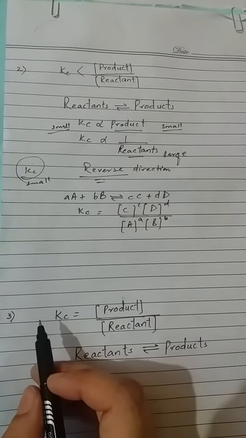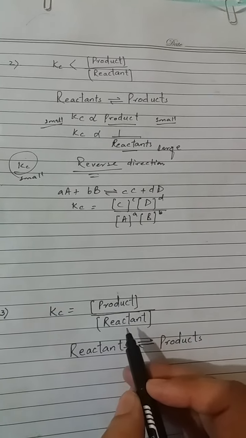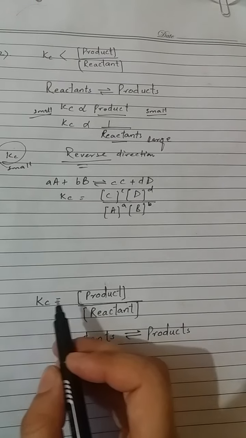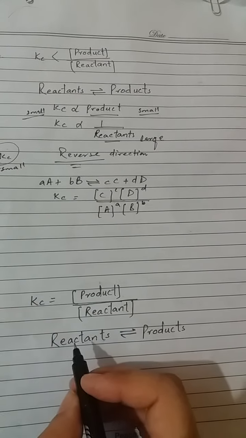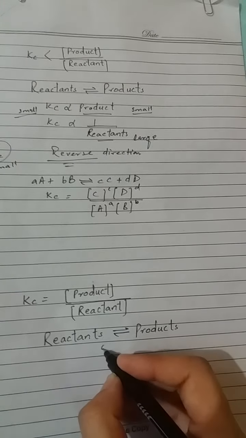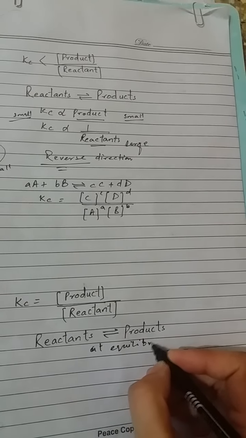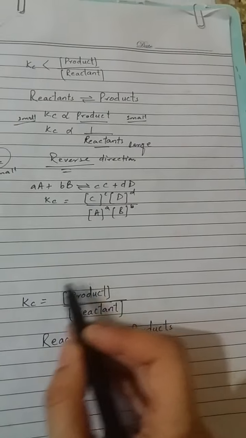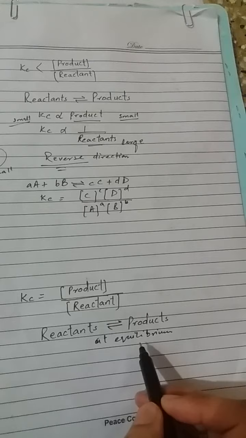Similarly, the third possibility is when the Kc value is equal to the ratio of the product of concentration of products to the product of concentration of reactants. When reactants react together to form products, then at equilibrium this ratio becomes equal to Kc, and the system attains equilibrium and will be at equilibrium here.